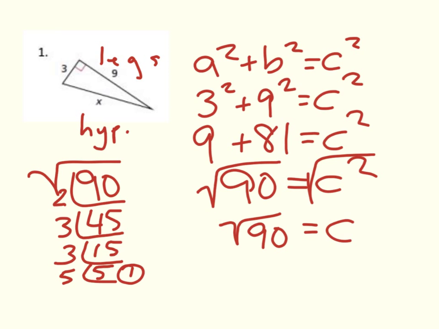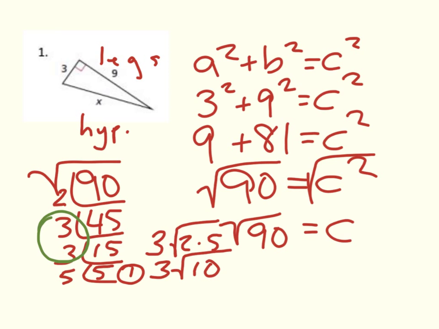Then I circle my pairs. So I do have a pair of 3s, and 3 gets to come out and play. 2 and 5 don't have partners. They don't get to come out and play. They have to stay inside, and they get multiplied back together. So my final answer for C is going to be 3 square root of 10. That is my simplified answer for the Pythagorean theorem for problem number 1.